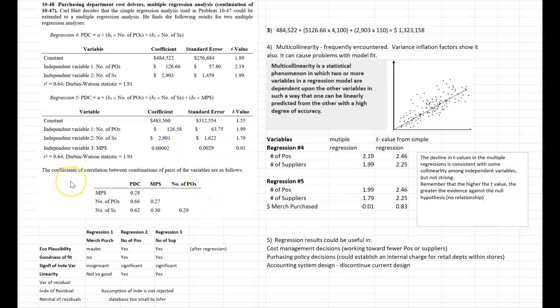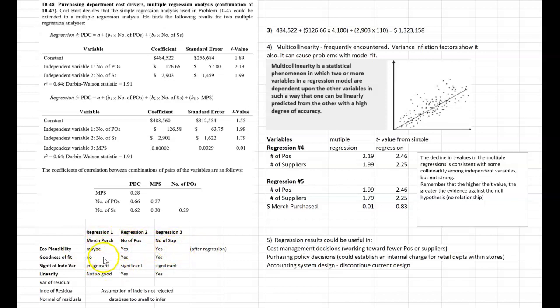Yeah, so what we've got, though, the other thing they've got are coefficients of correlation between the variables. And that's what's happening, okay? The variables are really related to each other, so that's not going to give you a really clean result. In terms of economic plausibility, all three are, maybe the purchases, but the number of purchase orders and the number of suppliers definitely makes sense. This is after the regression.